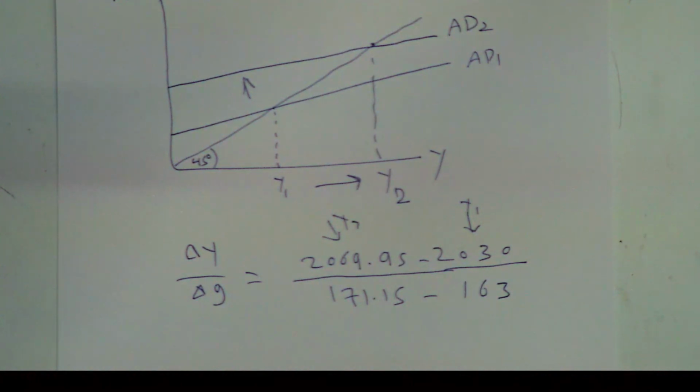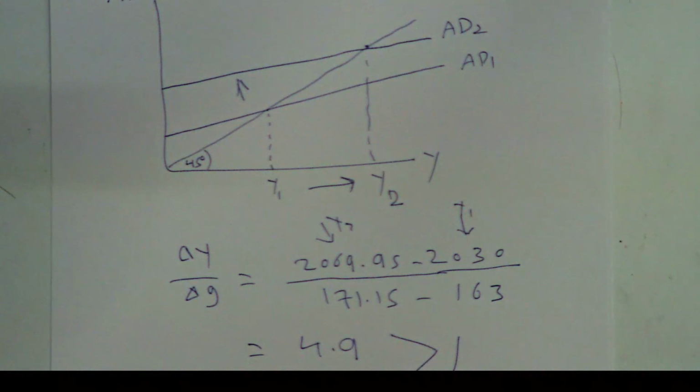So it's just the change in Y over the change in G, and that gave us 4.9, which is obviously greater than 1. That means there's a multiplier effect here, because when you change government spending, the output level changes by more than the change in government spending. So it's more than a 1-for-1 change. How do you know that? Because the change in this over the change in this gives us 4.9, which is greater than 1.